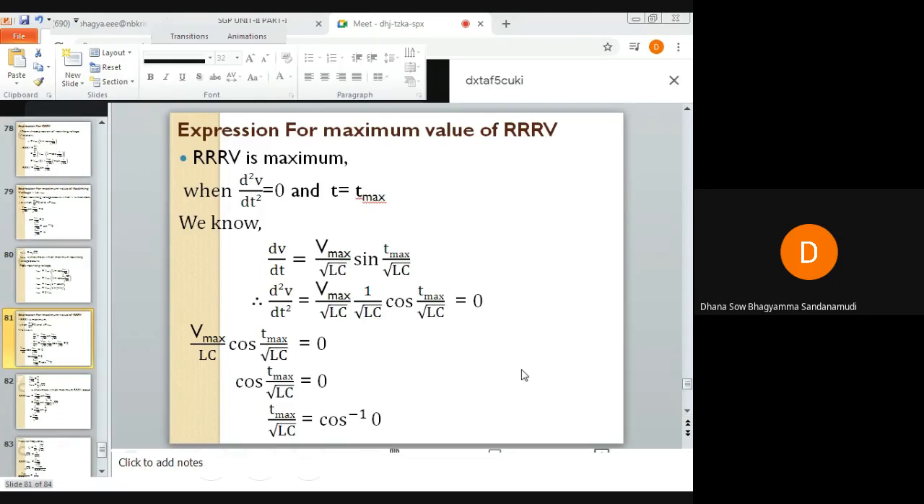Did you complete this slide? You people try to solve on your own, derive on your own. Don't just simply copy. If you copy, it is of no use.